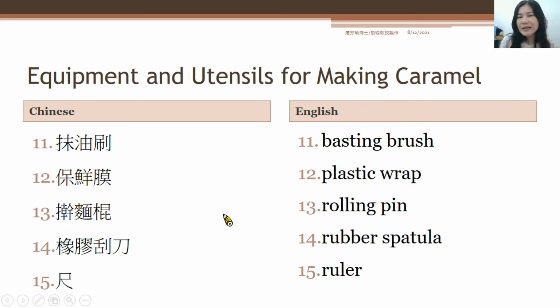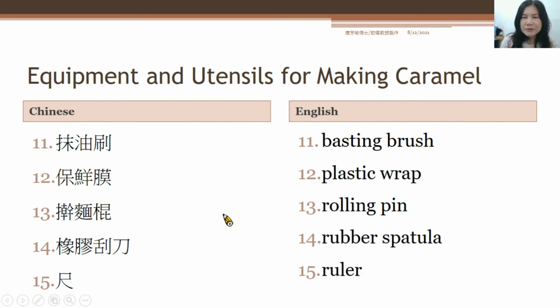And then in this slide, the first word is very unusual. When you pronounce this word, you have to pronounce it carefully. Basting. Basting brush. You use this kind of brush to smear or to spray oil on the dough.